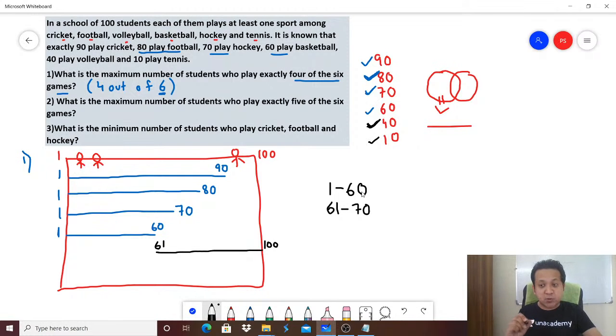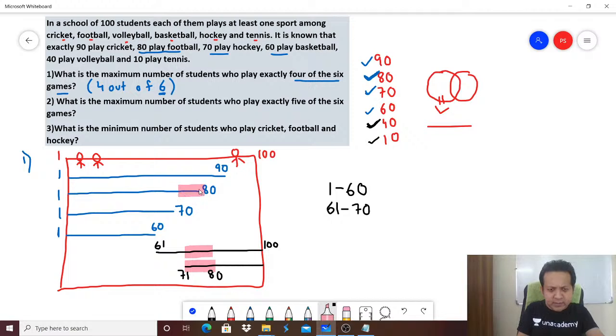Remember, you cannot touch 1 to 70 because if you touch them, they will be playing 5 games. The question only wants you to play 4 games. So 10. Where will I start from? 71 to 80. Now can you see? Is there any other set which is playing exactly 4 games? Yes, 71 to 80: 1 game, 2 games, 3 games, 4 games. Perfect. So 71 to 80 is also playing 4 games. So what's your answer? Your answer is 80.